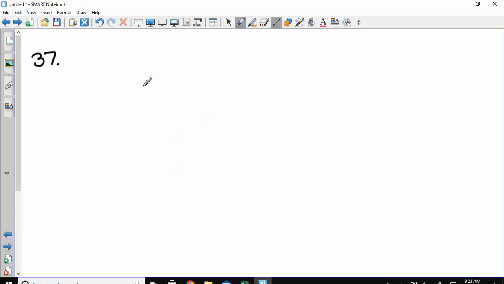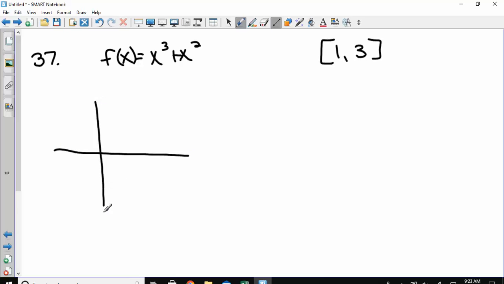So we went to volume. Here is our function. And I gave you an interval. So we already have some pretty big clues. We know these are x values, so everything's going to be in terms of x. I asked you to draw the picture. So we only have to look at it from 1 to 3.